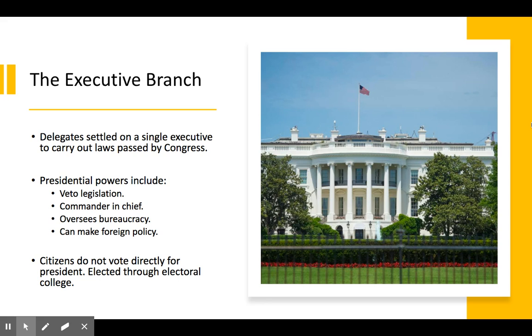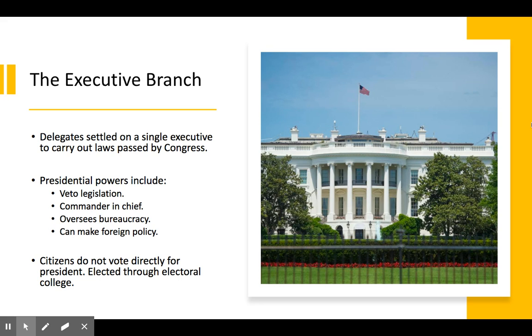So the executive branch. The delegates at the Constitutional Convention settled on a single executive to carry out the laws that are passed by Congress. So they settled on the president. Presidential powers include vetoing legislation. So again, laws passed through Congress, they come to the president. The president has the option to pass them or veto them.